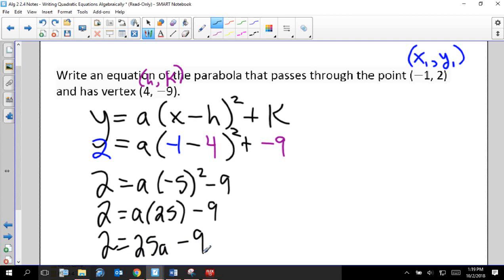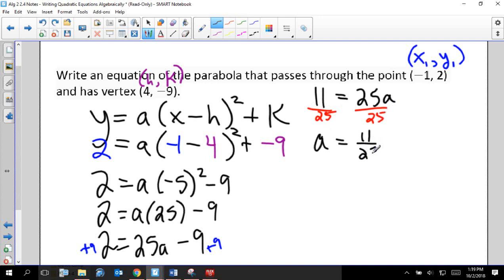Then we solve it. So we're going to add 9 to both sides. 11 equals 25A, divide by 25. And I get A equals 11/25. Then I have to write it in the equation. So I have to go back to vertex form, but only plug in the vertex and the A. So y equals 11/25 times (x minus 4) squared minus 9.